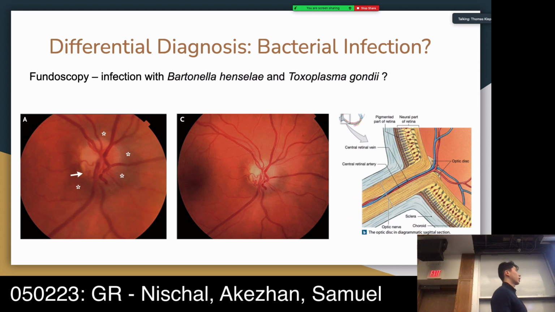And optociliary shunt vessels occur when the retinal vein gets occluded somewhere along the optic nerve, which is why the blood needs to go through other vessels. So we were suspecting some kind of tumor.